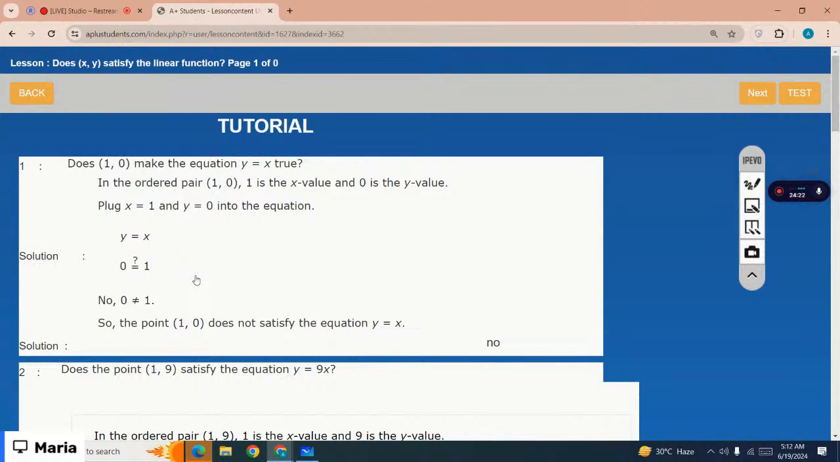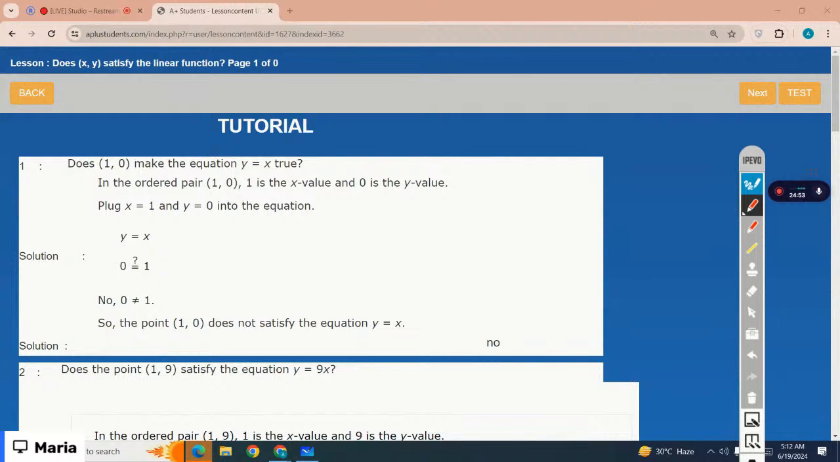You have to see if the point (1, 0) satisfies the equation. The equation is y equals x. When you are given the ordered pair, the first value is always the x value, right? And the second one is the y value. X is 1, y is 0. Let's just put the values in the equation. Y equals x. 0 is not equal to 1, right? That means the point (1, 0) does not satisfy the equation. Got it?